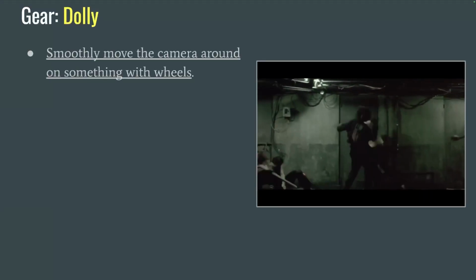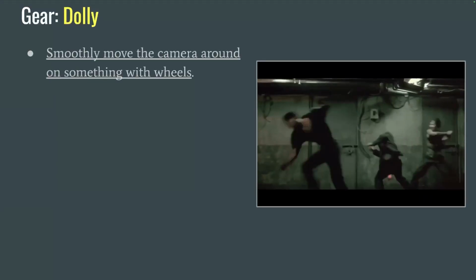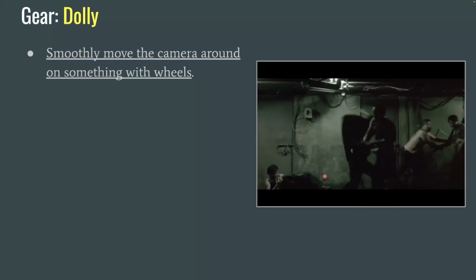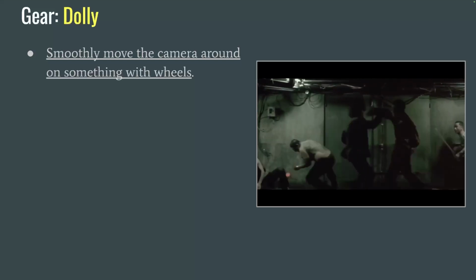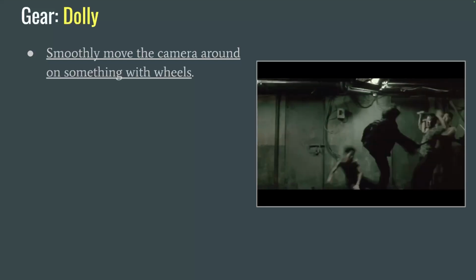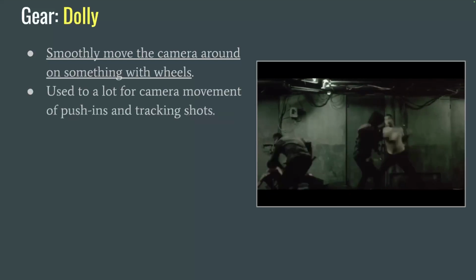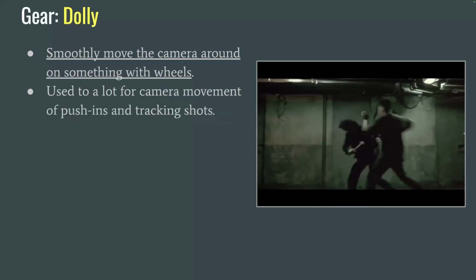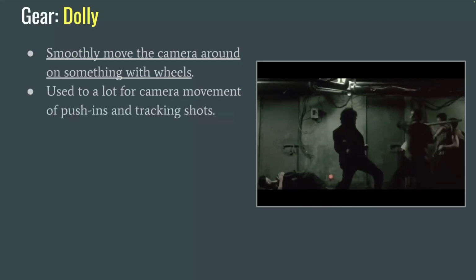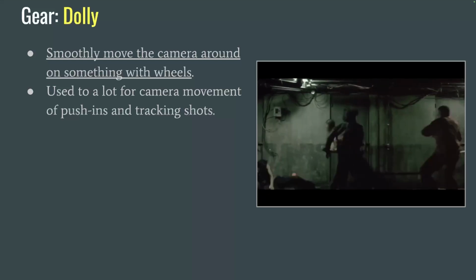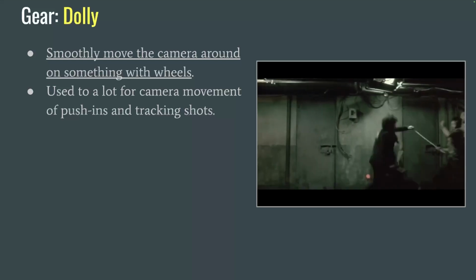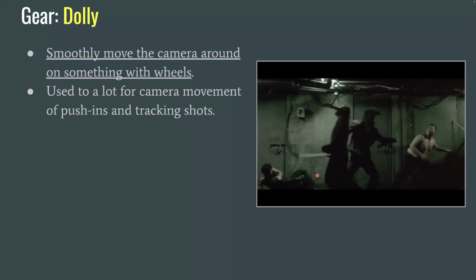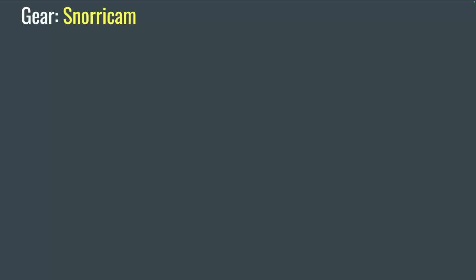The next one we will be practicing is a dolly shot. You saw this one from the video. The dolly is something with wheels that the camera can be attached to so it moves smoothly around on the ground, either side to side or forward and backwards. It's good for tracking movements like push-in and tracking shots, which we will get into in the next lesson for camera movement. That's where you follow a person around, as you can see from this example. That's where, again, you're just pushing the camera around on something with wheels.